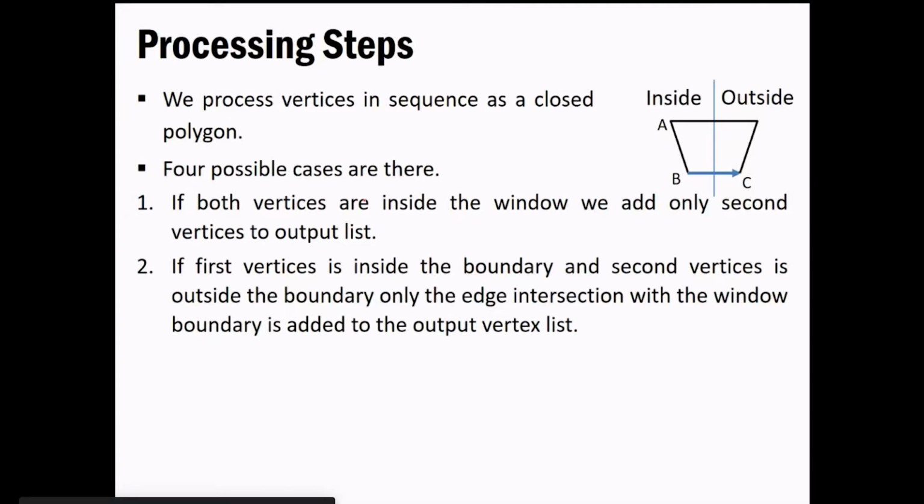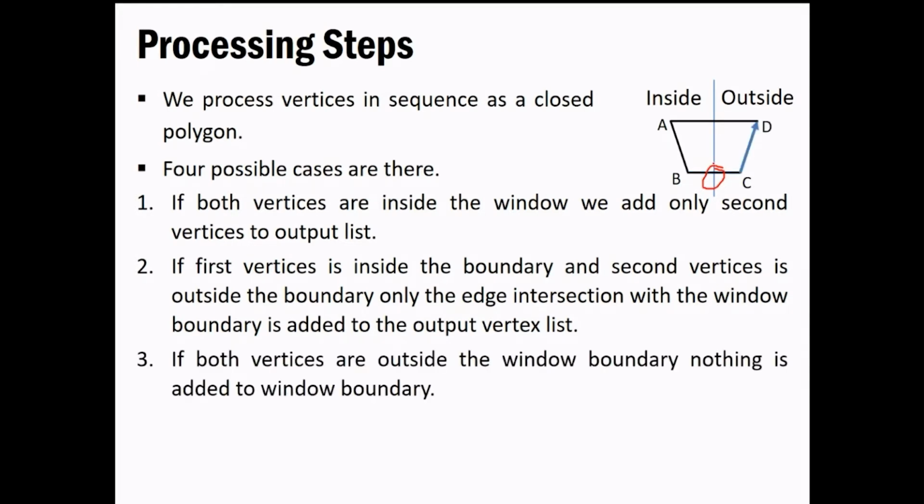Like if one vertex is inside and another is outside, then what? So if this is the case, then what it says is that only the edge intersection with the window boundary is added to the output vertex list. As you can see, this intersection point will only be added in this case, if it is from inside to outside.